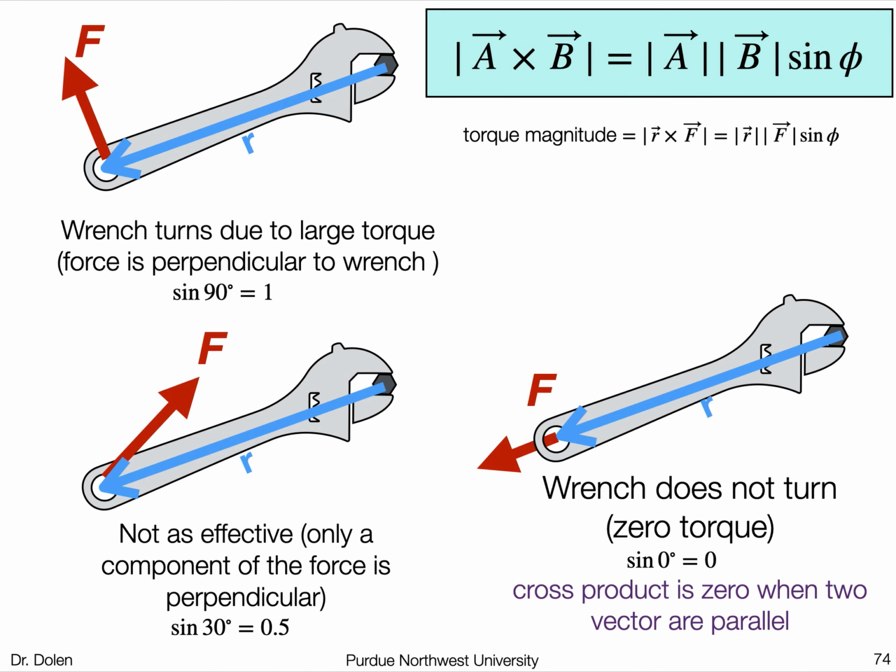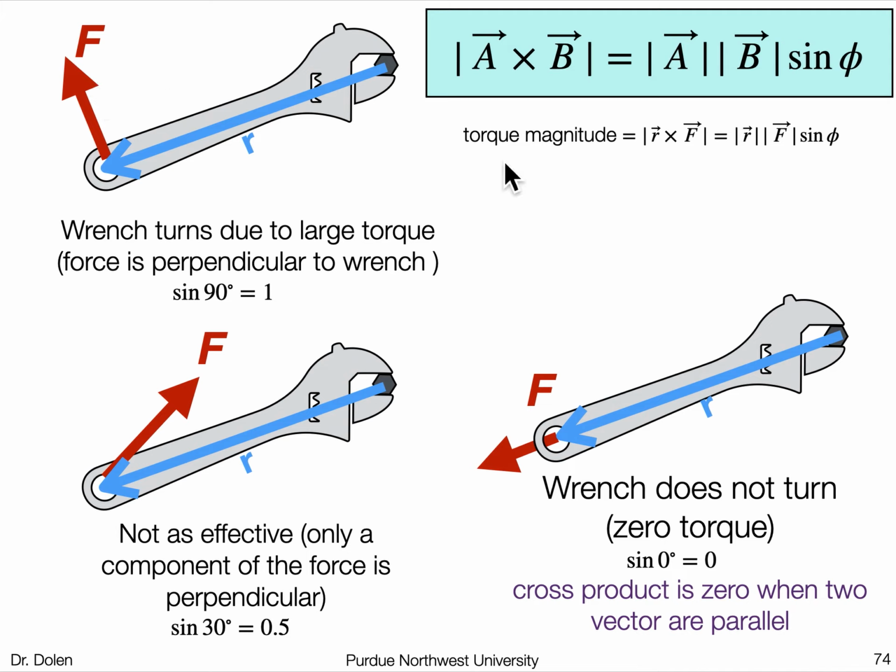So particularly with torque, we're going to define it in this way. The magnitude of our torque is going to be given by R cross F, where R is a position vector drawn from the axis of rotation to where our force is applied, and the force is then applied there.